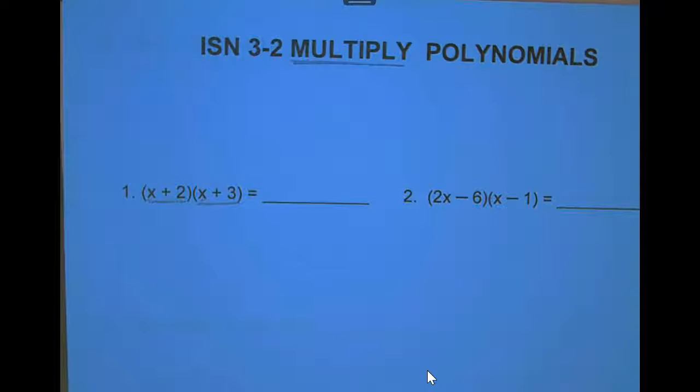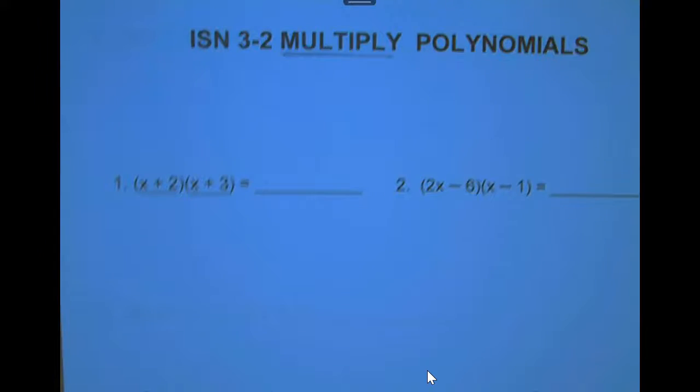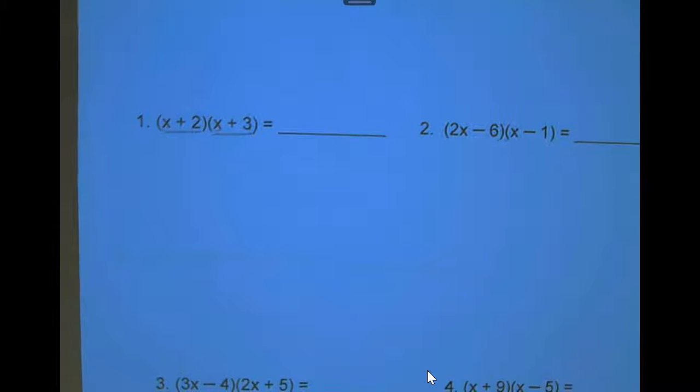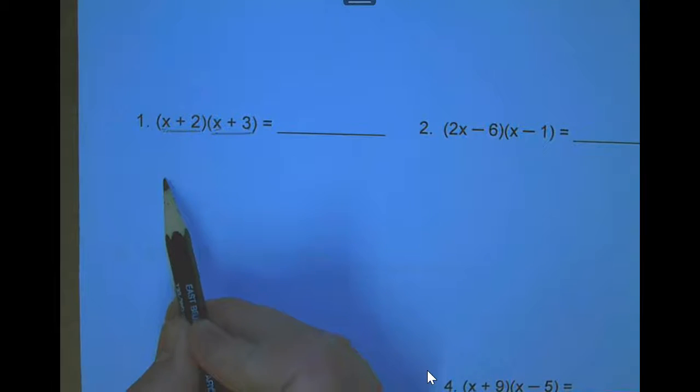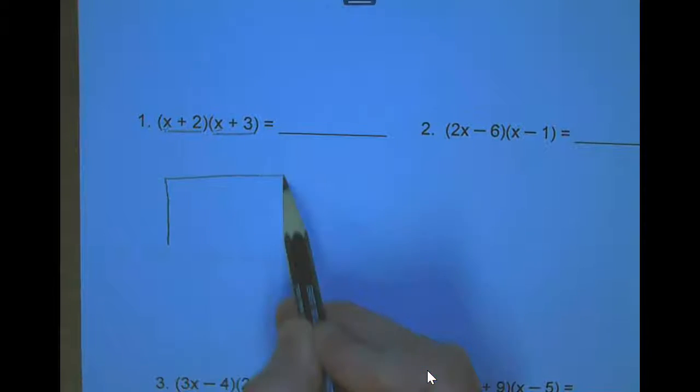And one way to multiply a binomial times a binomial is to use a procedure called FOIL. That is not how I teach it. In the past, my students have been much more successful using a box problem instead of FOIL. If you know how to use FOIL, you can use it. Of course, it works. But I will be teaching this using a box problem.